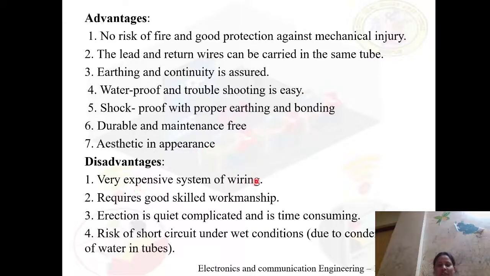Disadvantages: very expensive system, and they require skilled manpower, and erection is quite complicated and time consuming. Risk of short circuit under wet conditions may appear. So these are the different types of wiring which are being used in domestic as well as in industrial purposes. Thank you.